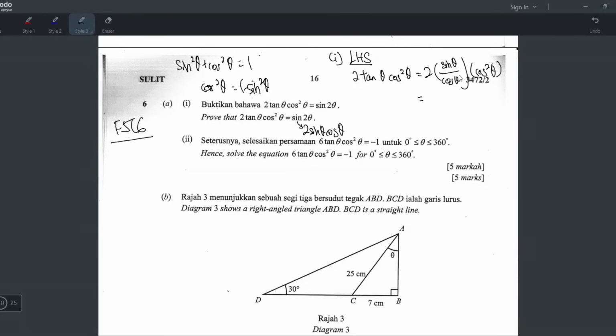Alright, so this one I will not change because I want to cut. That's why I'm left with 2 times sine theta. And then the cos square and the cos, when you cut, left with cos theta. And 2 sine theta cos theta is sine 2 theta. Then we can write the word proven because this one is already the right hand side. So proven. Yeah, this is how you do the A1.